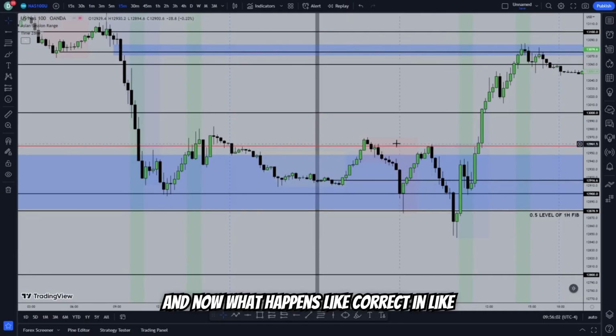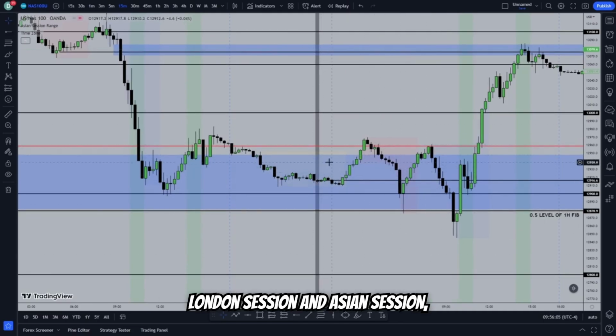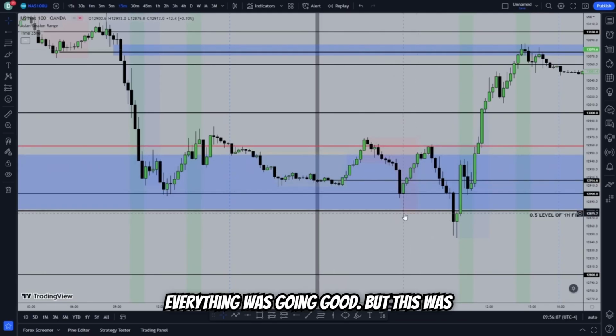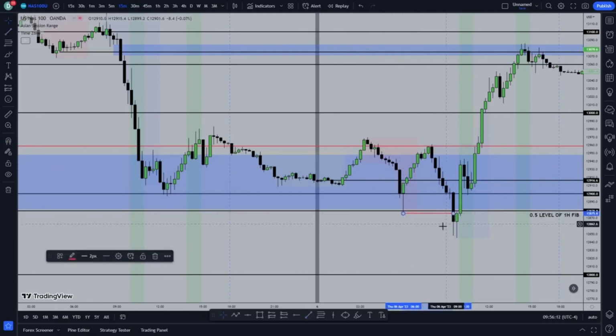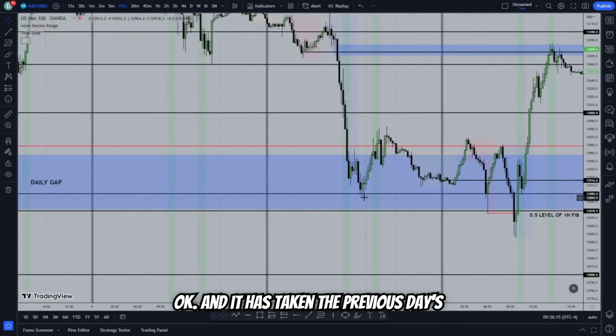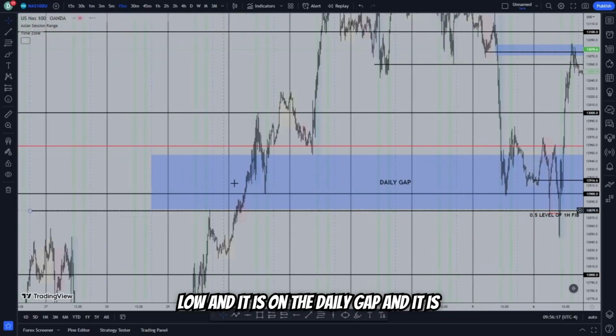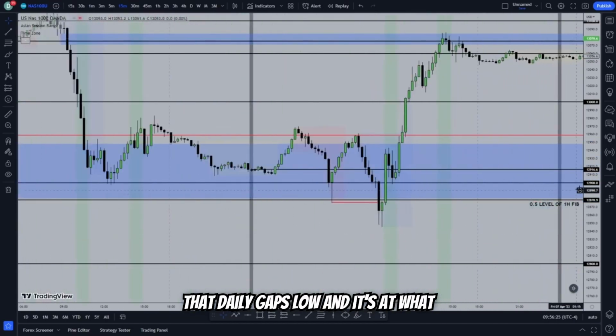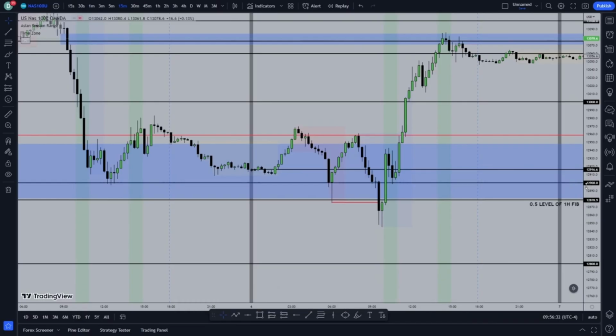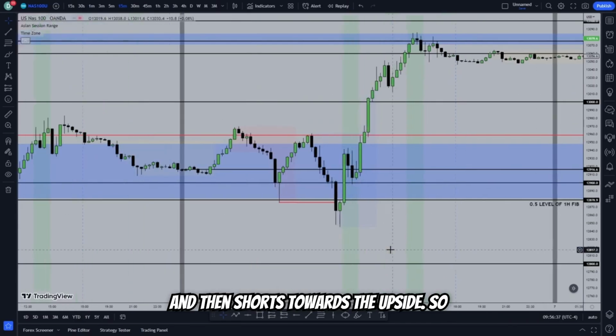Now what happens, in the London session and Asian session everything was going good, but this was a London session low, right? It has taken the previous day's low, and it is on the daily gap's low, okay? And you can see this specific number, 129000. This is a bank level, okay? See how it taps on that bank level right over here and then shoots towards the upside.